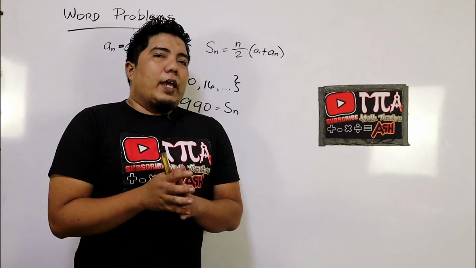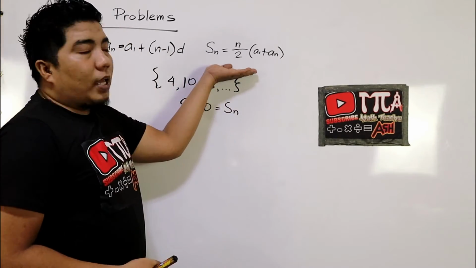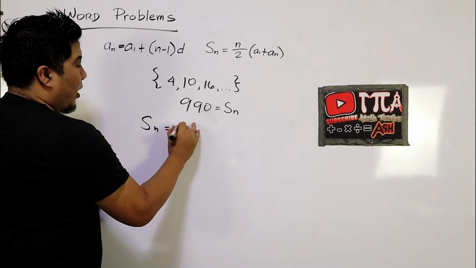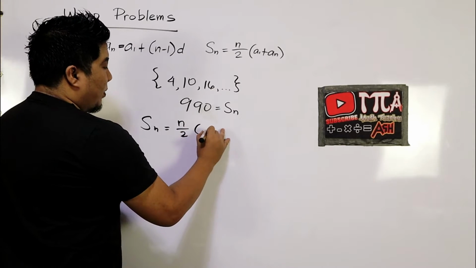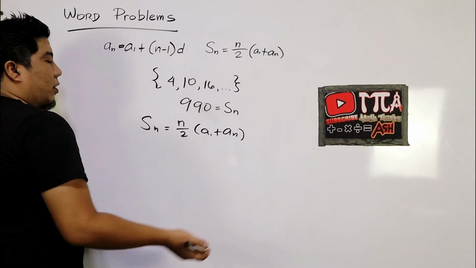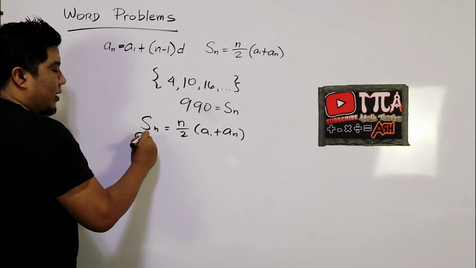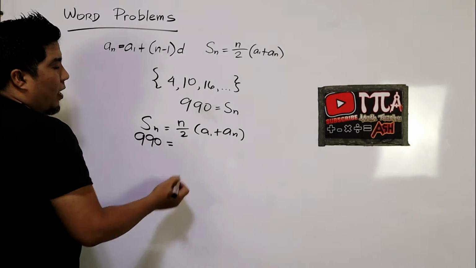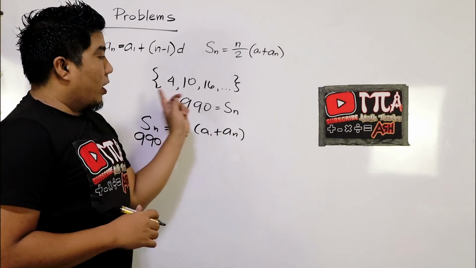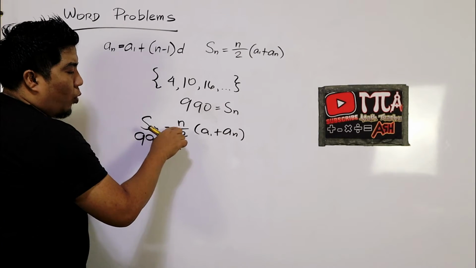Now, my dear math learners, it has already been said that since we are talking about the sum, we can use this equation. S sub n is equal to n over 2 times a sub 1 plus a sub n. Now, for this matter, S sub n, which is the sum, is already given. That is 990. What is being asked here is the number of terms for this sequence to have a sum of 990. So we don't know what n is yet.